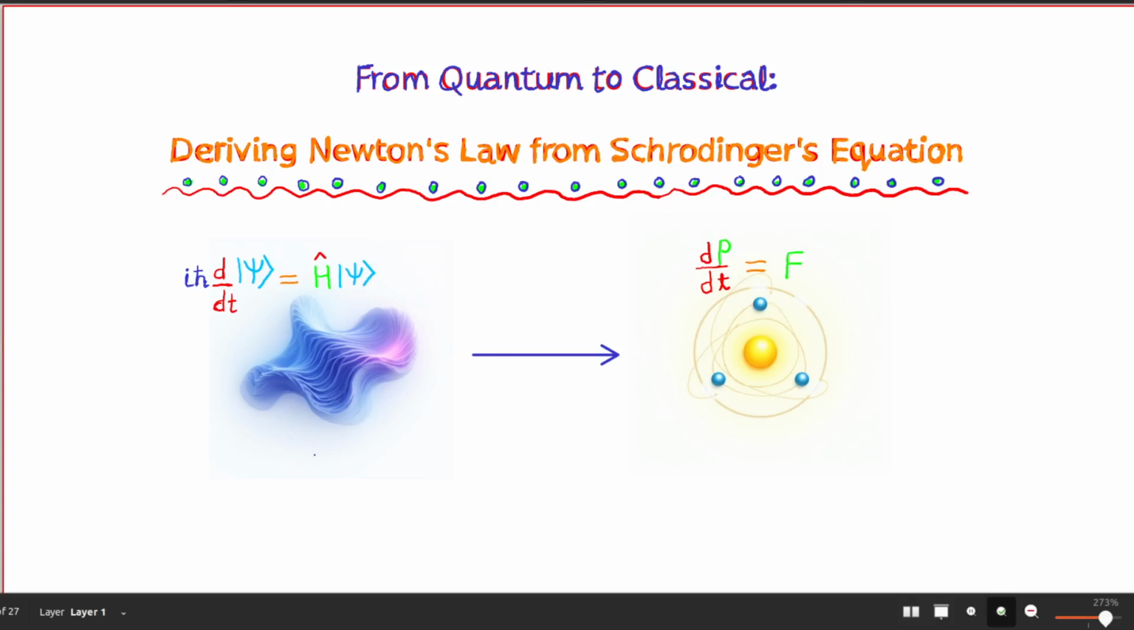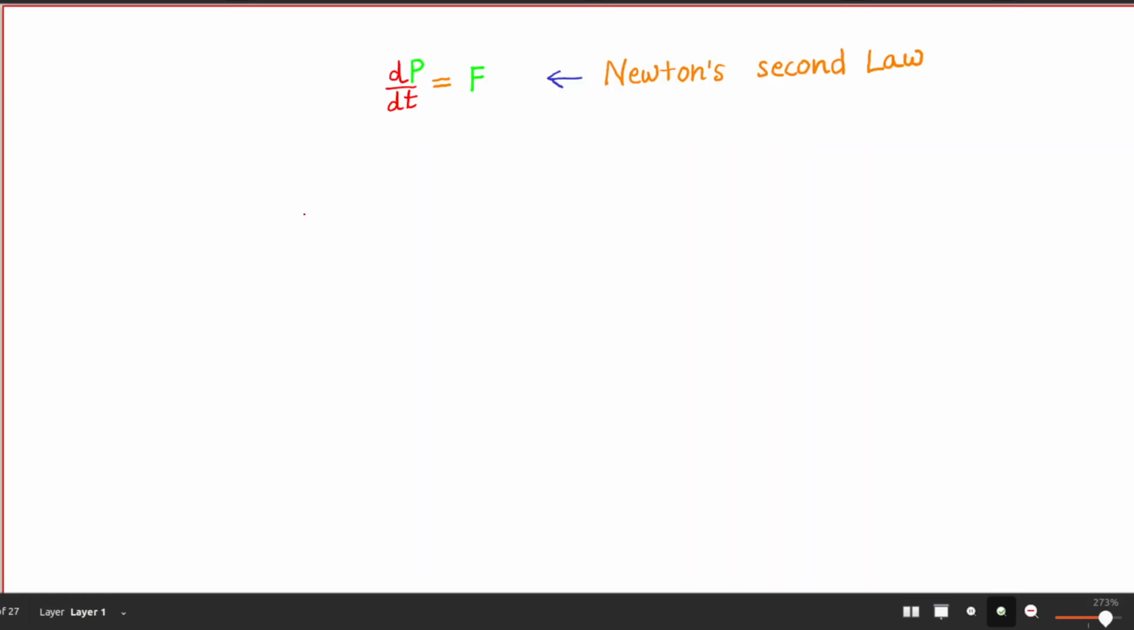In this video, we will see how Newton's second law of motion is related to the Schrodinger equation in quantum mechanics. Let us first look at Newton's second law. It says that the time rate of change of momentum is equal to the force. Here, for simplicity, we are only considering one-dimensional systems. So there are only numbers and functions and no vectors.